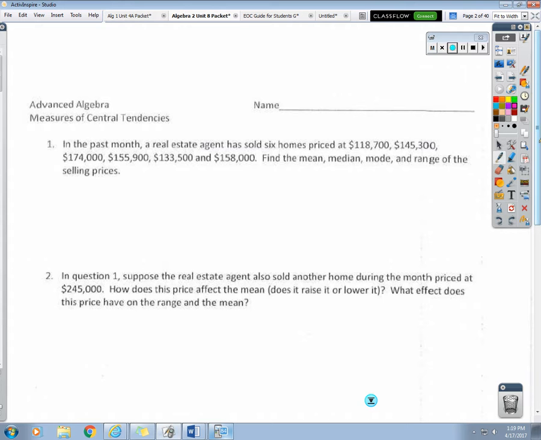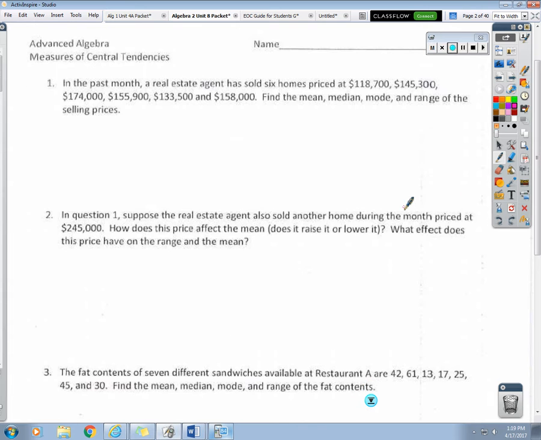Number one, in the past month, a real estate agent has sold 6 homes priced at $118,700, $145,300, $174,000, $155,900, $133,500, and $158,000. Find the mean, median, mode, and range. So we'll start with the mean. How do you calculate mean? We'll divide by however many there are, and in this case there are 6. So go ahead and add them up.